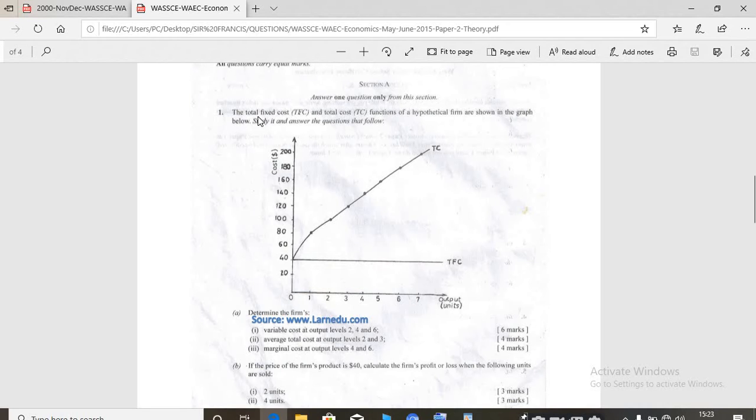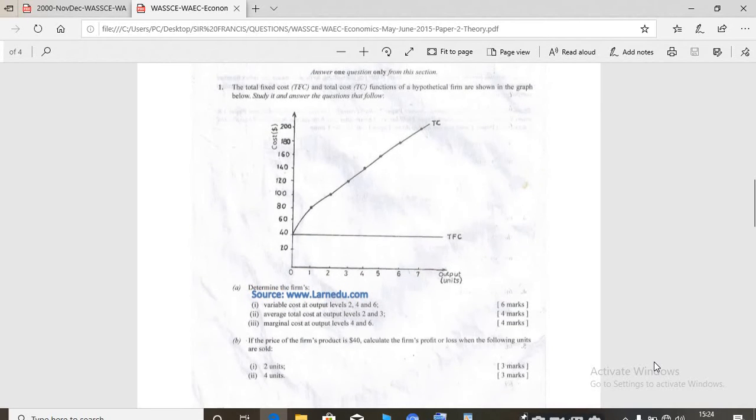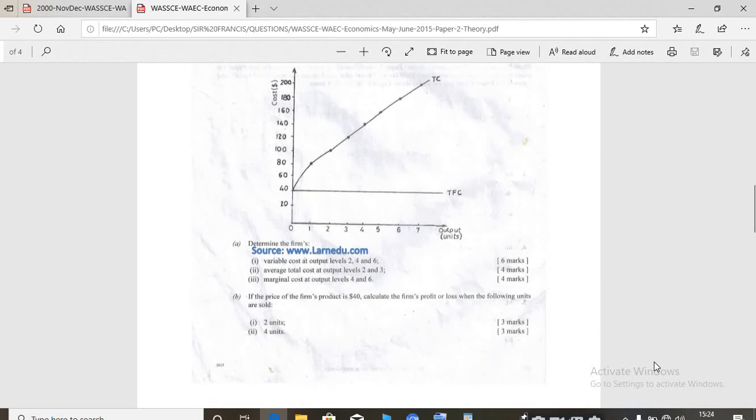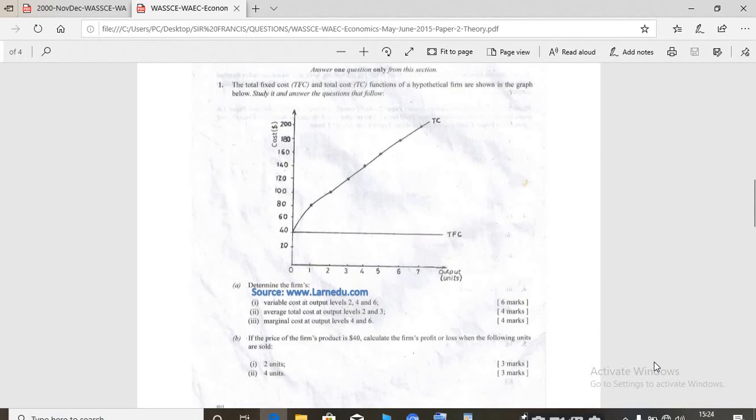The question says that the total fixed cost and the total cost functions of a hypothetical firm are shown in the graph below. Study it and answer the questions that follow. So it means you are going to use this graph to answer the questions beneath the graph, and it has to do with the total fixed cost and the total cost of a firm.